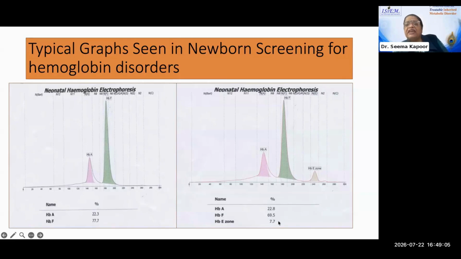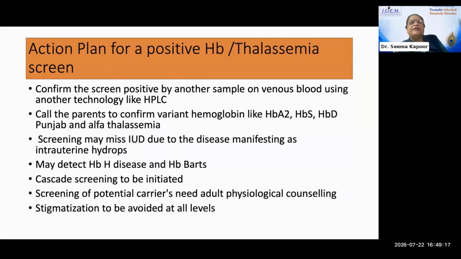So HbE and HbS elute totally separately. And from the dried blood spot, you can find out which disorder it is. Not at all difficult, right? So what is the action plan once you have a positive screen?